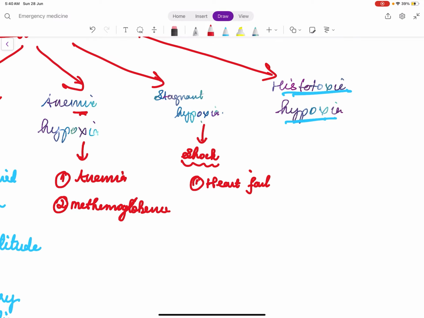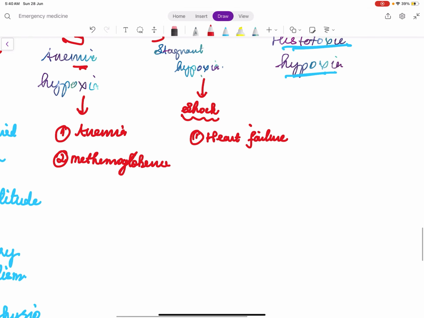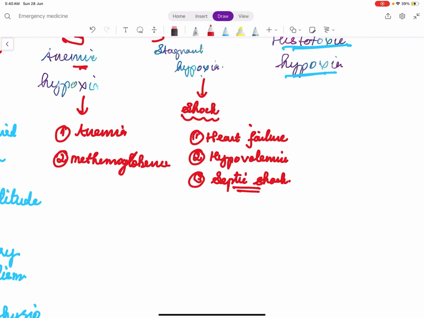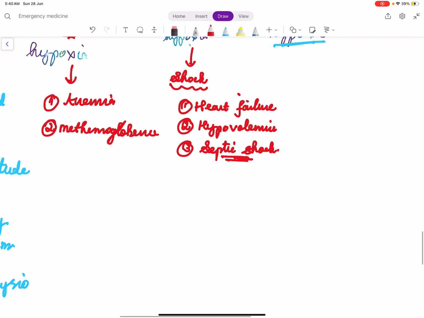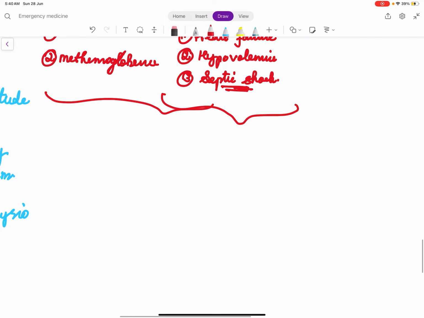An example is heart failure. We have many types of shock: hypovolemic shock, cardiogenic shock, and even septic shock. Remember, sepsis causes another type of hypoxia, but in septic shock, perfusion is low, so it causes stagnant hypoxia. So what happens in stagnant hypoxia and what happens in anemia? One peculiar thing happens.